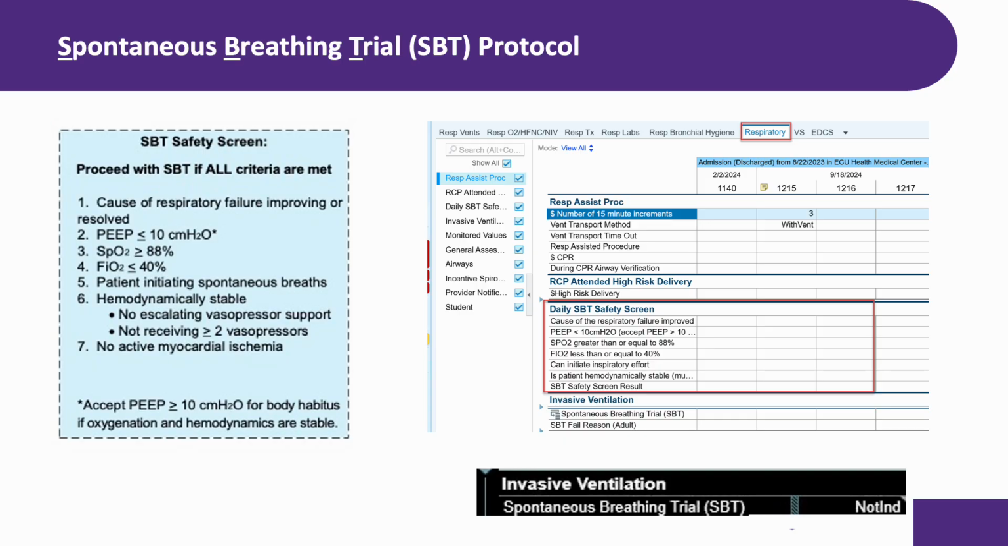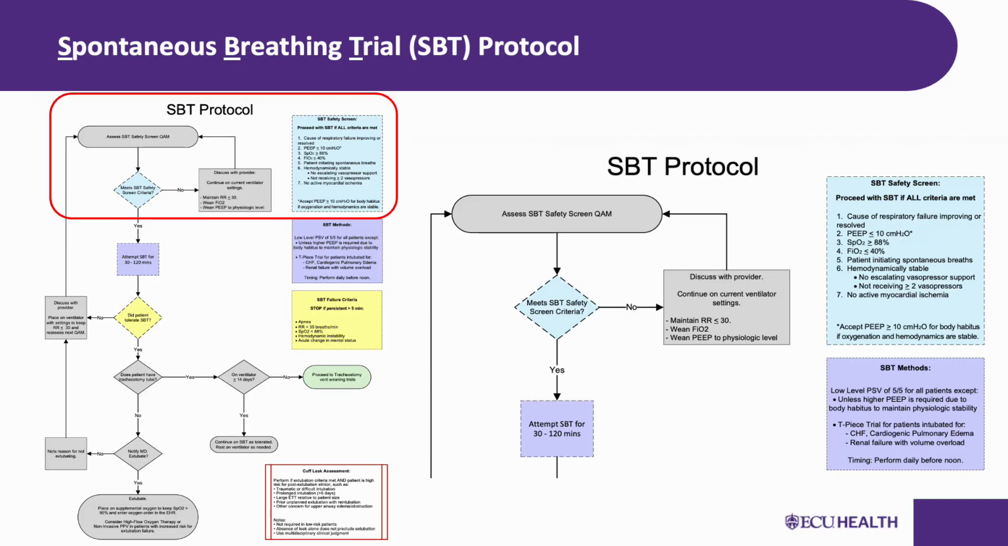In the next slides, I will walk you through specific safety screen criteria and show you more of the documentation workflow. Now, let us look at the SBT safety screen criteria in more detail. This slide walks you through the specific parameters you are evaluating every morning for each ventilated patient. Follow the flowchart from the top to the bottom. The safety screen is a systematic assessment. You're looking at several key factors to determine if the patient is a candidate for SBT today. The criteria include things like the patient's current vent settings, their oxygenation status, and hemodynamic instability.